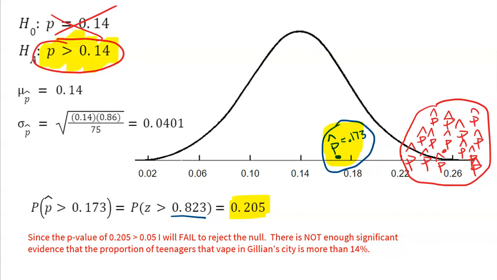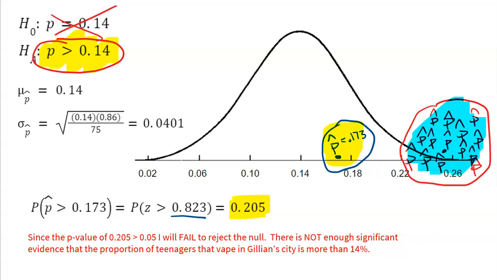So this would be a type 2 error. Power would be getting one of these samples that would actually agree with my alternative, that the true proportion of teenagers that vape is more than 14%. So power is a good thing. We always want more power, and power is going to be the opposite of type 2 error, which is getting rid of it.